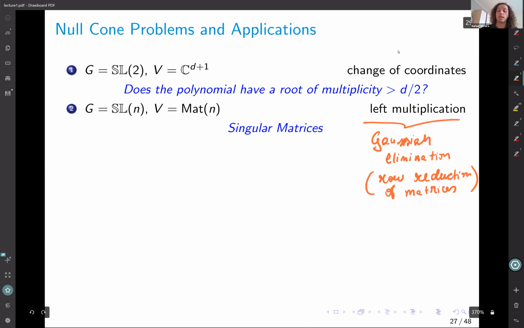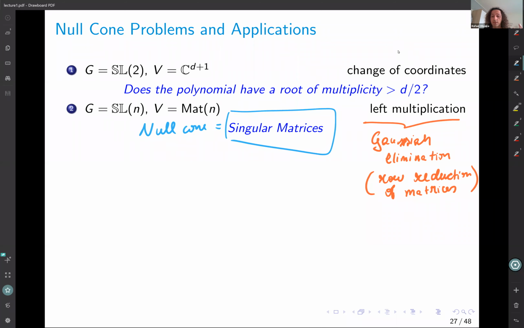And here, the null cone, okay? So the null cone of this action is exactly the set of singular matrices, okay? So it's a quite important object. So you know now the set of matrices of determinant 0 are actually a null cone of a group action, okay?